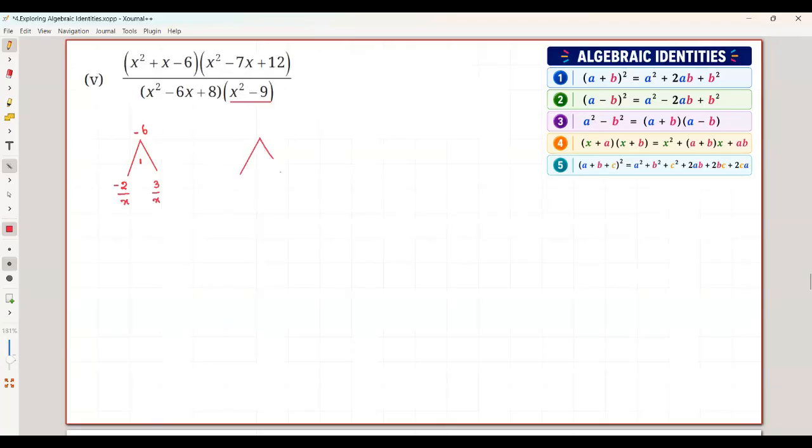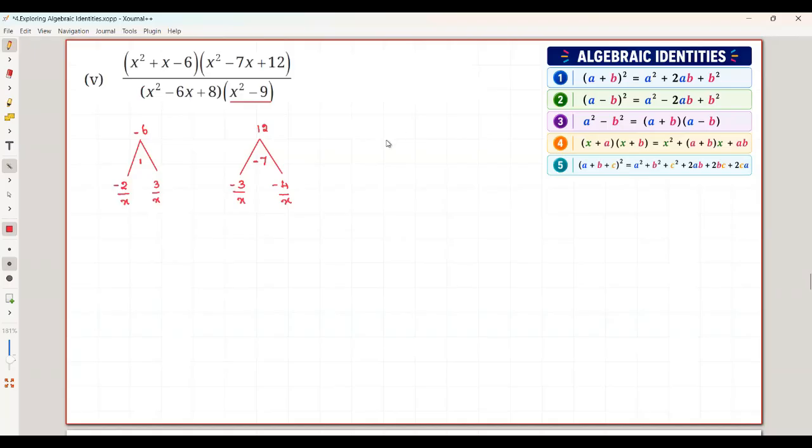Now secondly, I'm doing this one. Here the product I should get is 12 and the sum I have to get is minus 7. I can take 3 fours are 12, and adding, I'm getting minus 3, minus 4, so minus 7. The coefficient of x is 1, so I take x here and x here. The factors of this are x minus 3, x minus 4.